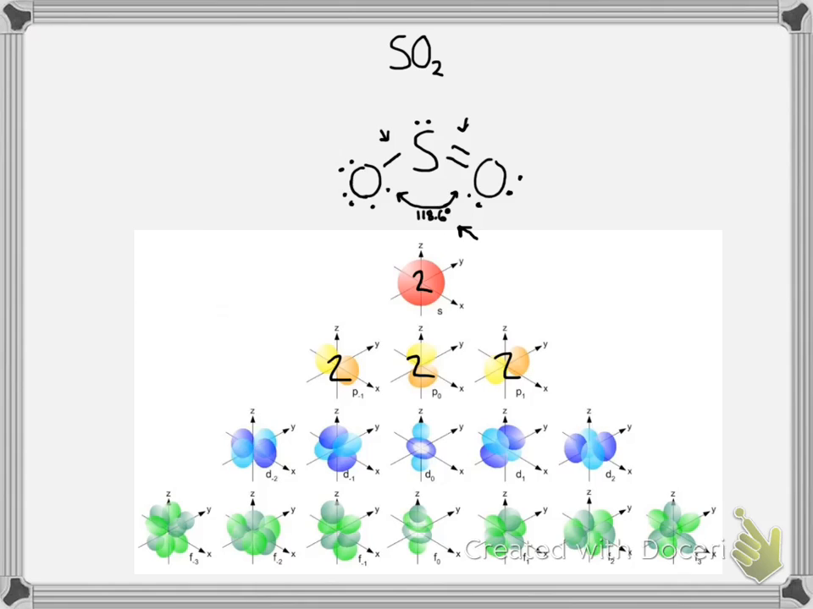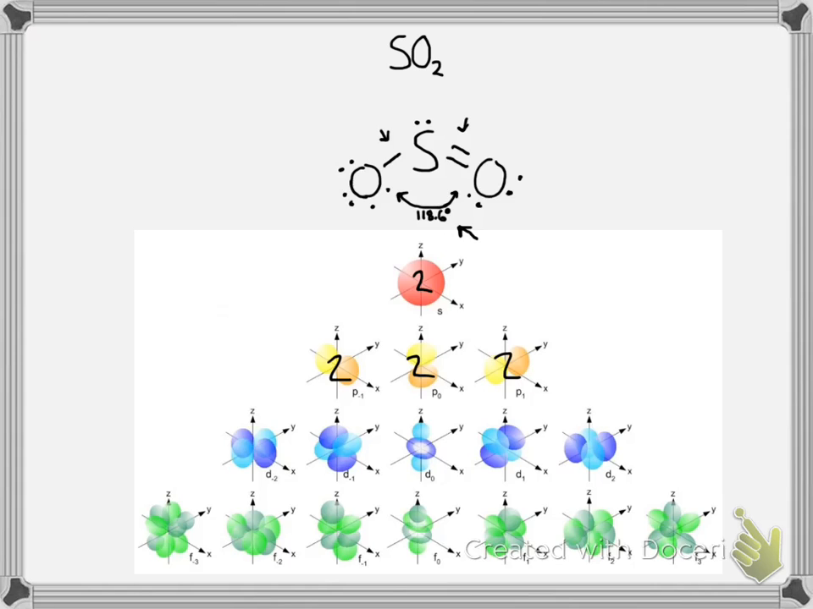Since there's only one type of s orbital, as you can see in this diagram, s orbitals can only hold 2 electrons. Since there are 3 types of p orbitals, they can hold 6 electrons. For d orbitals, since there are 5, they can hold 10 electrons, each of them holding 2. And for f orbitals, since there are 7, they can hold 14 electrons.